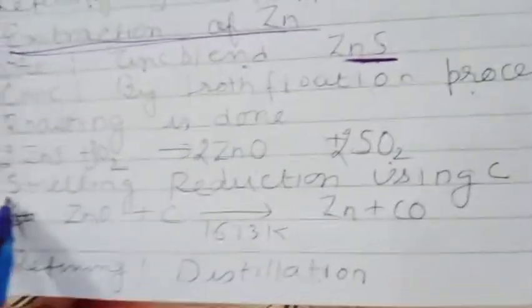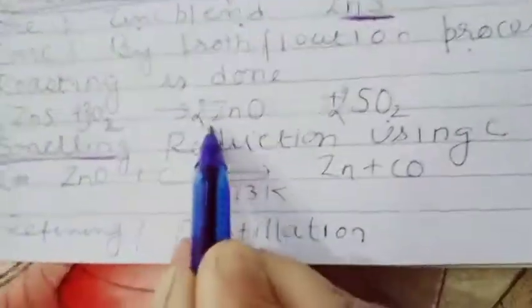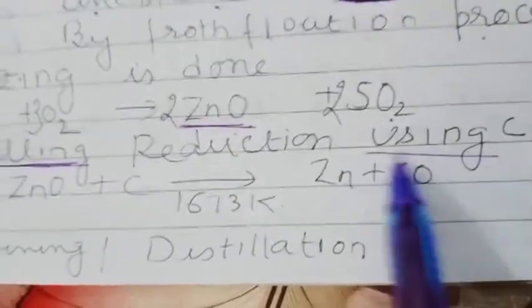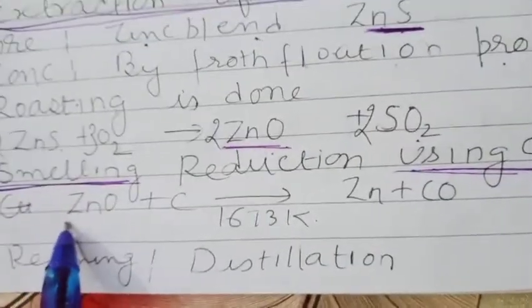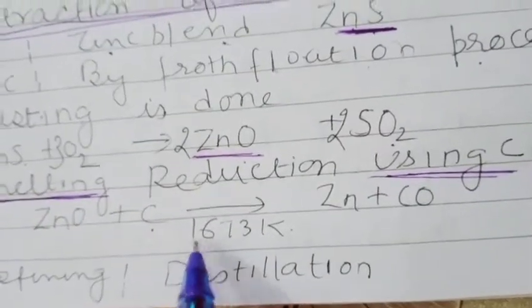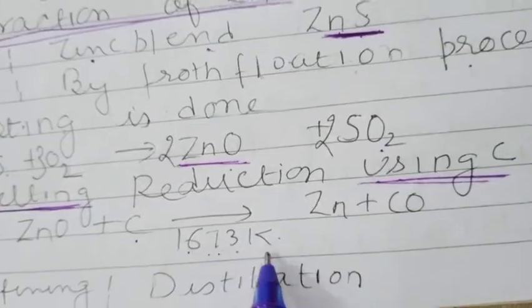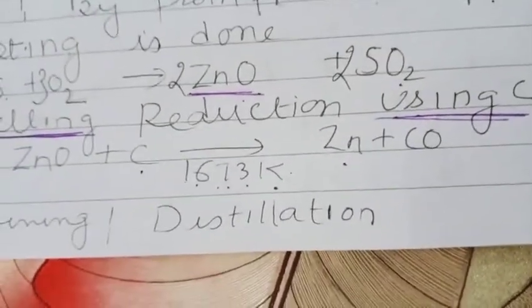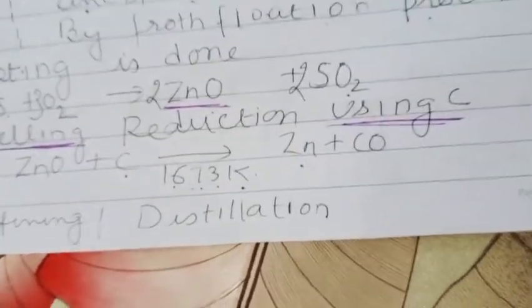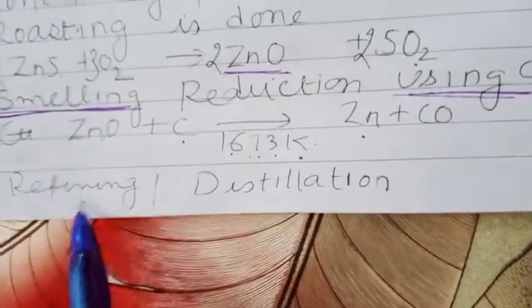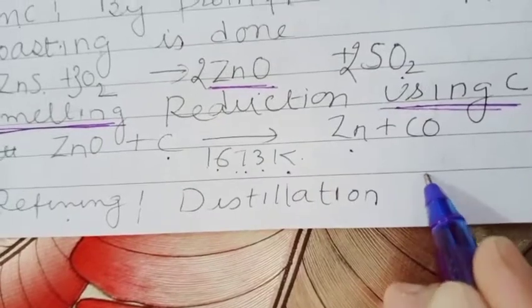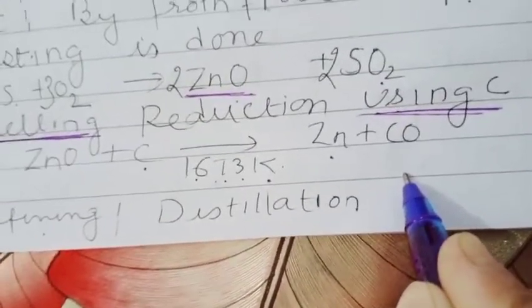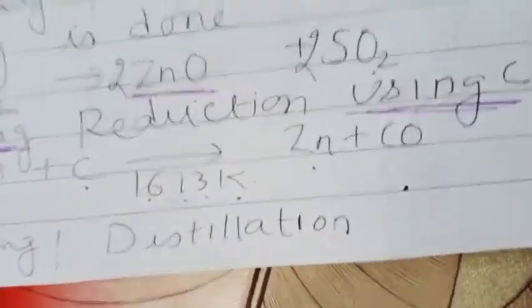Then we do smelting. Smelting means reduction of zinc oxide using carbon. So zinc oxide reacts with carbon at 1673 K. It gets converted into zinc metal and carbon monoxide is produced. And finally we do refining. Refining can be done either by distillation or by electrolytic refining.